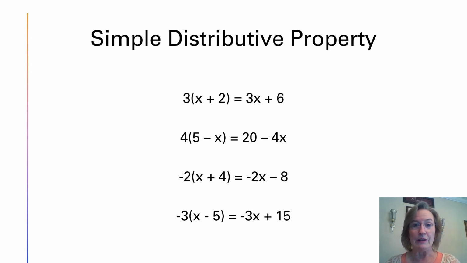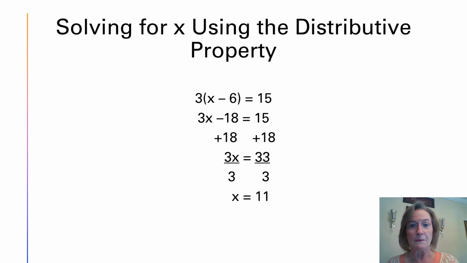Our last example of how to use this in an easy way, you have negative 3 times x, which is negative 3x, negative 3 times negative 5, which gives us a positive 15 because a negative times a negative is a positive. All right, now let's see how we can use that to solve for x in equations.